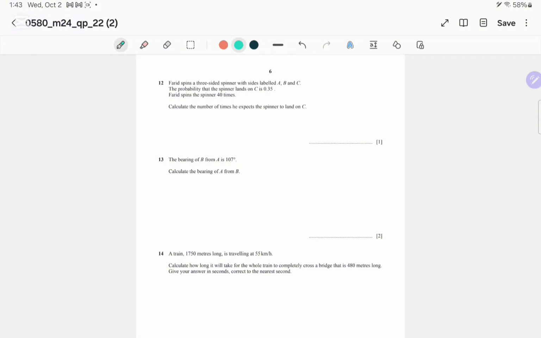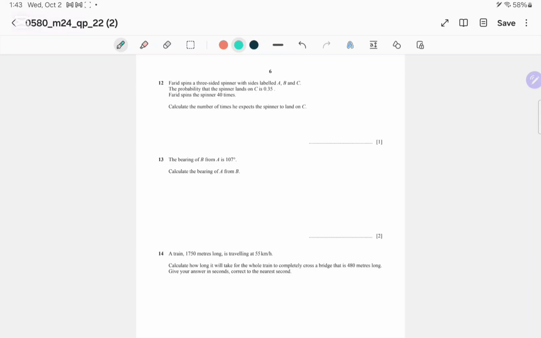The 12th question, where Farad spins a 3-sided spinner with the sides labeled A, B and C. The probability that the spinner lands on C is 0.35. Farad spins the spinner 40 times. Calculate the number of times he expects the spinner to land on C.